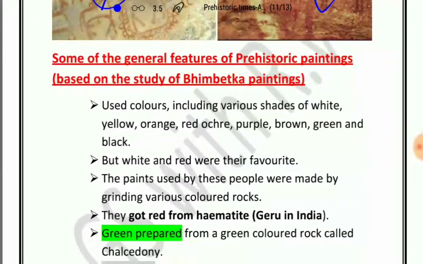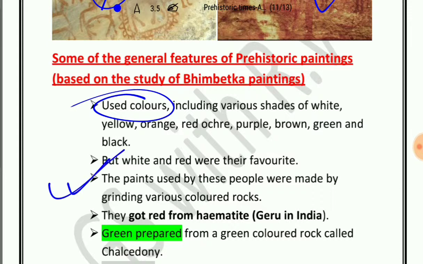Now we will look at the general features of prehistoric paintings, and this will be basically on the study of Bhimbetka paintings. In the Bhimbetka paintings, they used colors that included various shades of white, yellow, orange, red, brown, green and black. But out of these, only two colors were favorite, white and red. The paints used by the people were made by grinding various colored rocks.